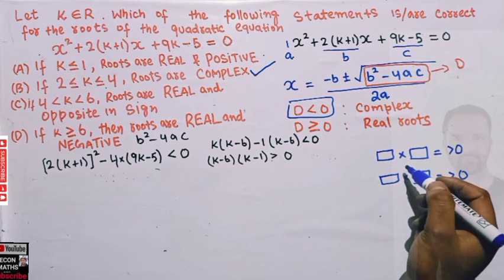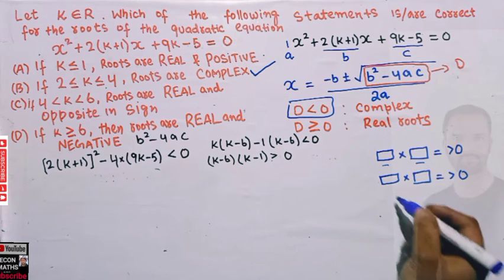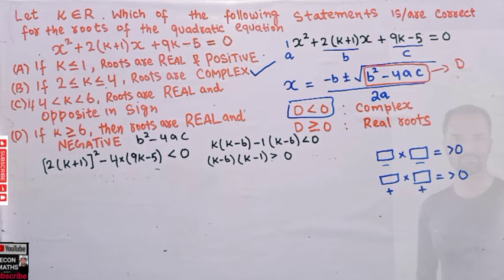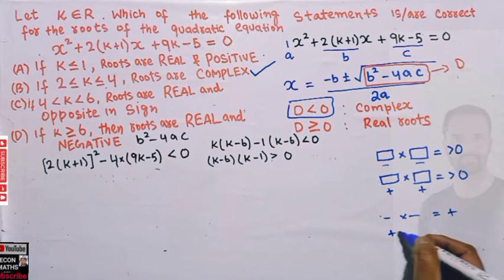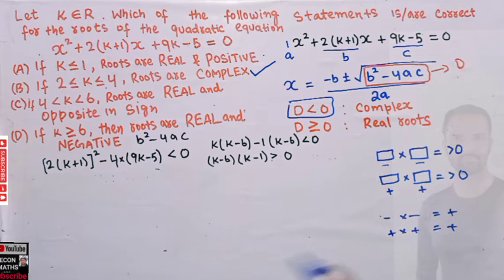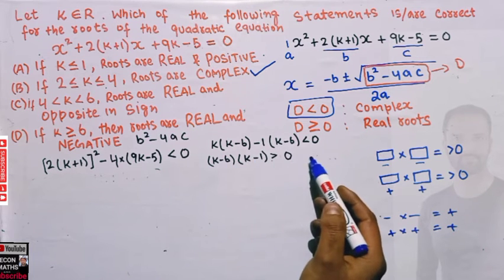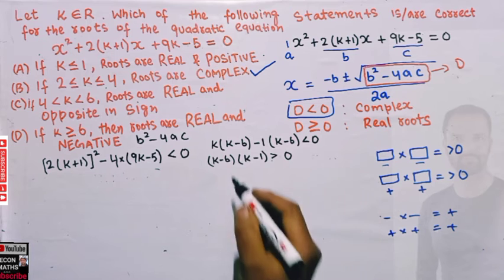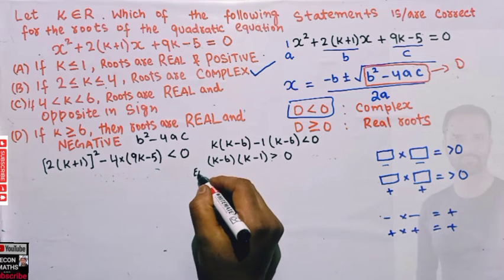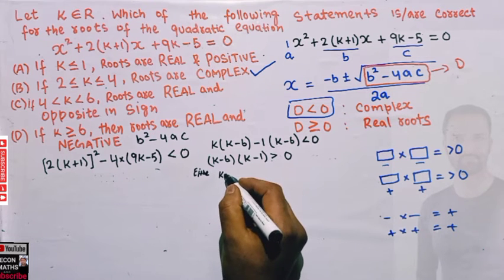Either both the terms are negative, that means here we have minus and minus, or both are positive. Simple mathematics, because minus into minus is plus, plus into plus is obviously plus. So in this case we will have two situations: either both these terms are greater than 0, or both the terms are less than 0. Let's try to figure it out. Our two cases are: either these two terms are, either k minus 6.